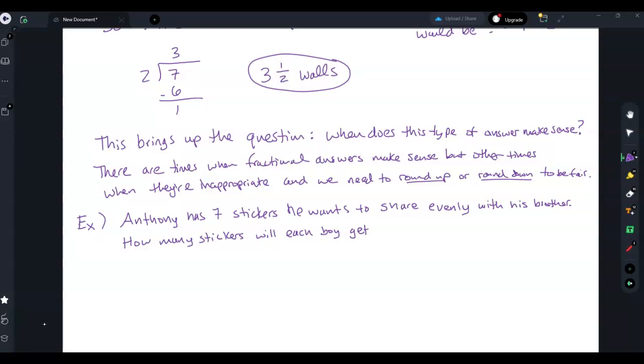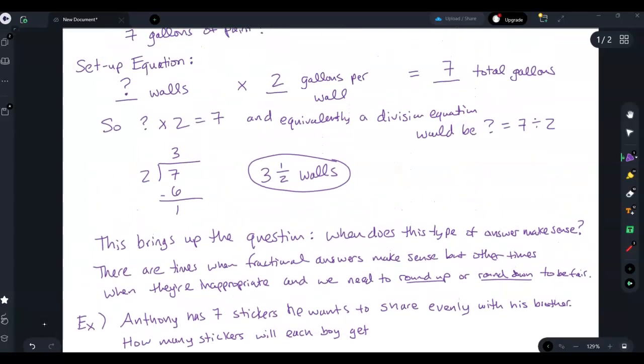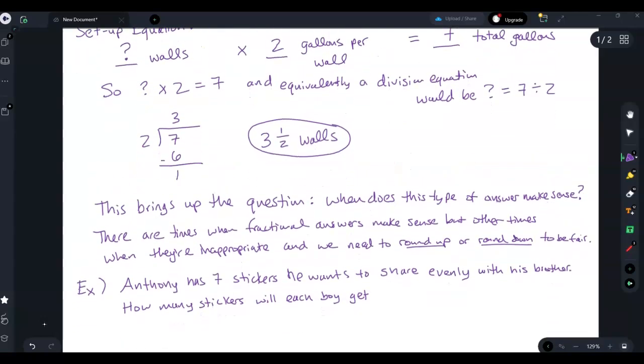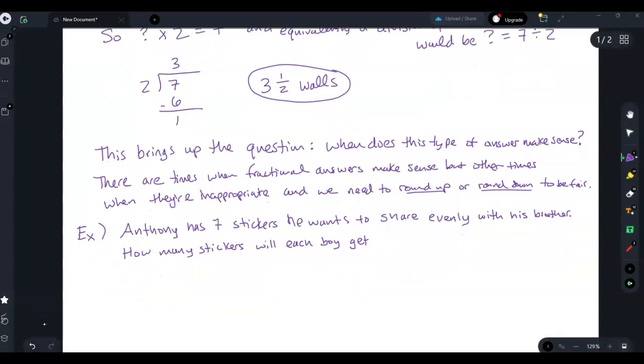And if we think about the way that we asked the last one, we asked, how many walls, including fractional walls? So if I ask it that way, if I say, how many stickers, including fractional stickers, will each boy get? Technically, I would get a fractional answer. However, who wants a fraction of a sticker, right? And so this is a situation where it really doesn't make sense to get a fractional answer. So I'm going to specifically ask my question in a way that makes more sense as well, right?